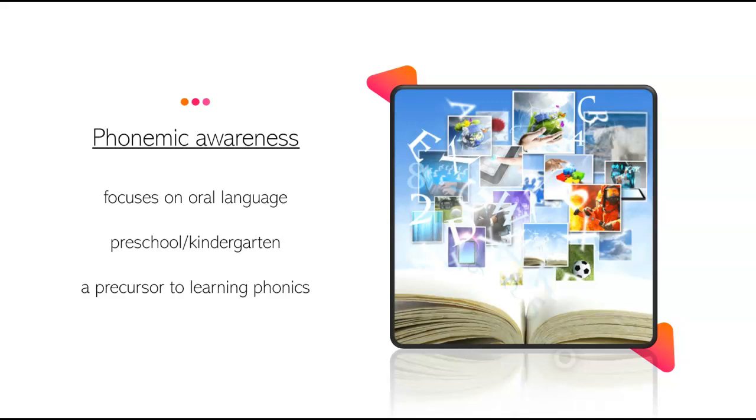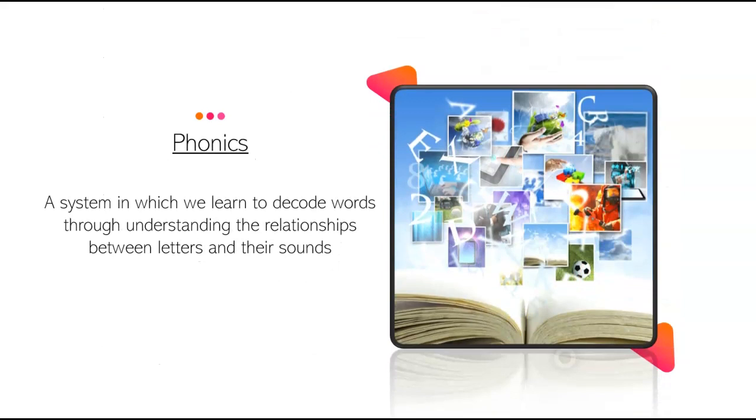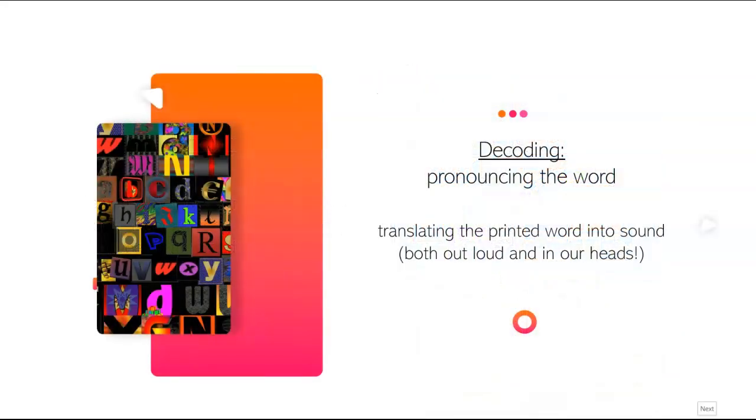And this is important for learning phonics, which is one way to learn to identify words. Phonics is a system in which we learn to read or decode words through learning the relationships between letters and their sounds. The act of decoding is actually the process of translating the printed word that we see on the page into a sound. So we are pronouncing that word that we see written down, or we're reading the word out loud.